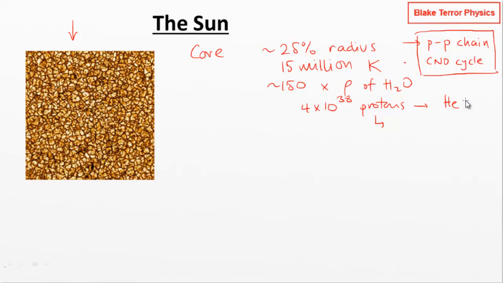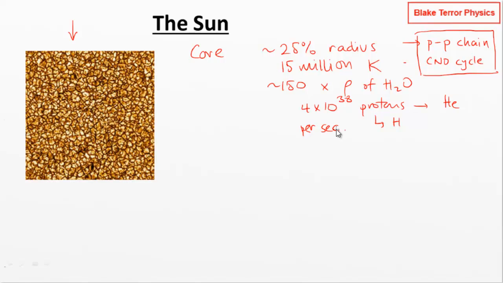So again, I spoke about all of this in nuclear physics. If you've forgotten your binding energy or you haven't come across binding energy yet, then go and watch the videos on nuclear physics. So we've got this every second. That's an enormous number of protons that are being converted into helium every second. So that's where our energy is being produced.